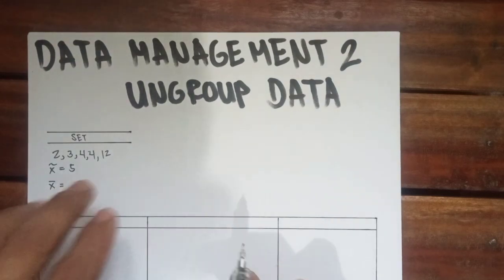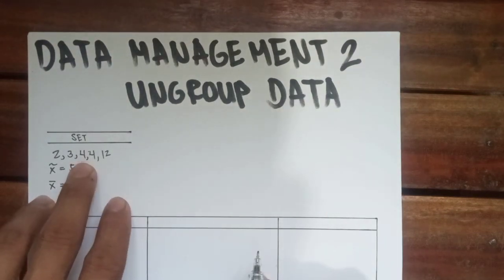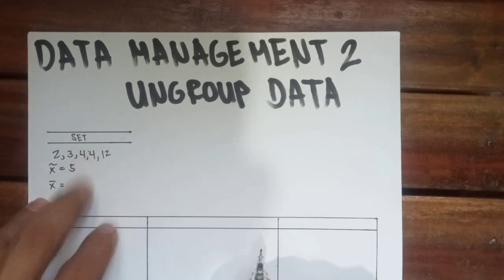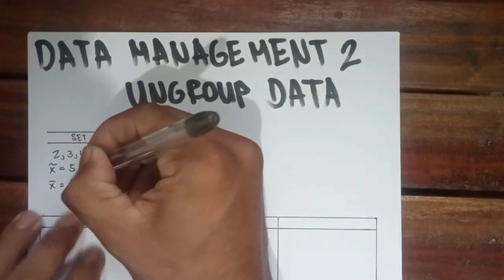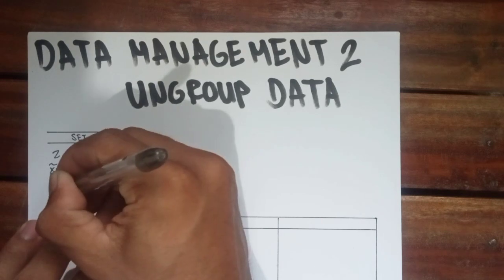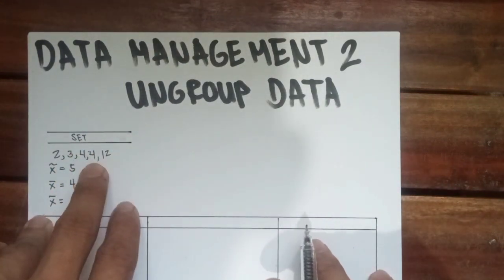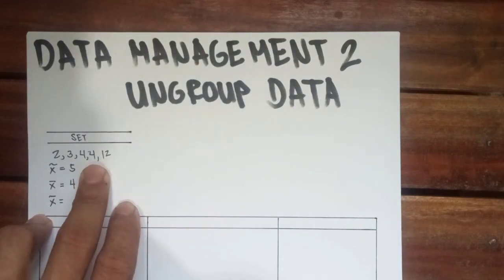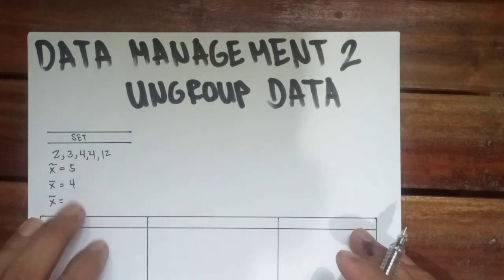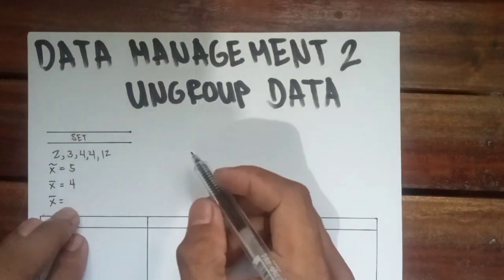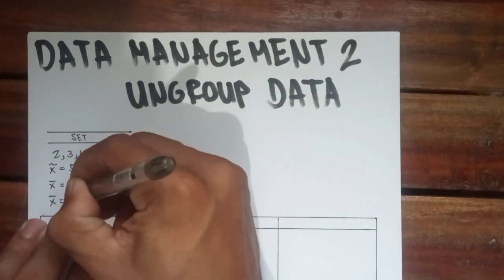median. Sa ating median ay makikita po natin 5 po ito. So, ang nasa gitna po. So, 4. And then, sa ating mode, kung alin po yung pinakamaraming lumalabas, yan po ang ating mode. So, ang mode po natin dito, sa set natin, is 4.